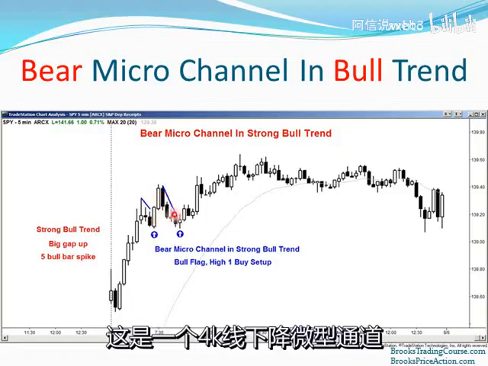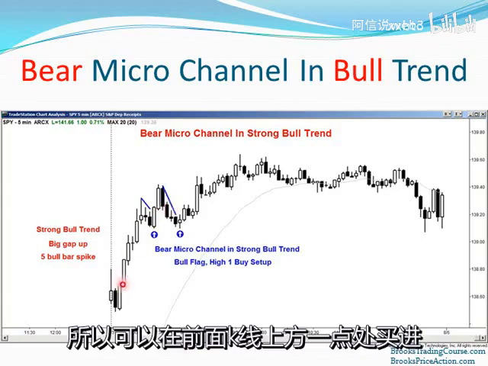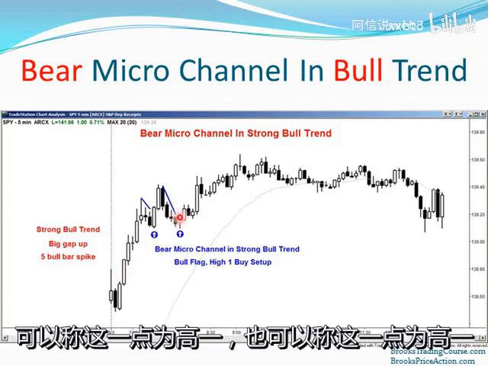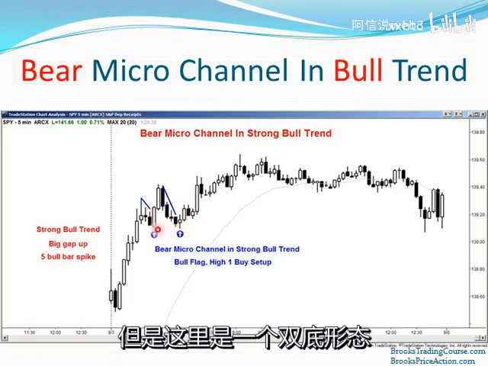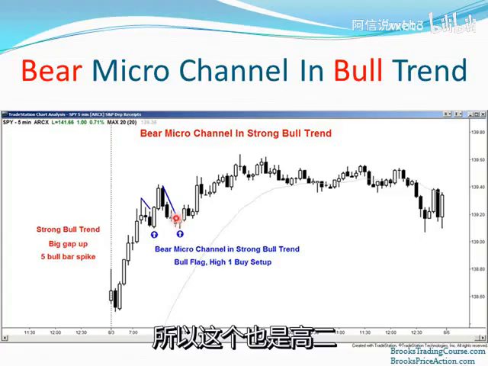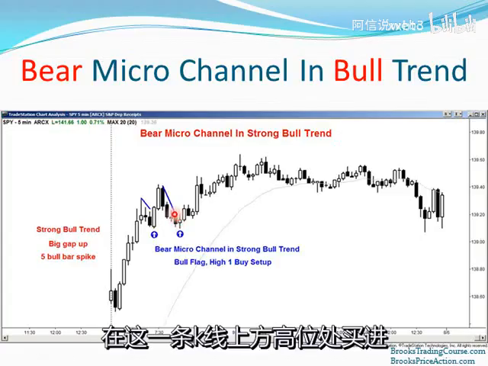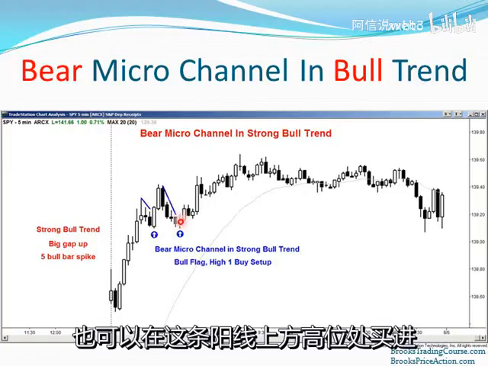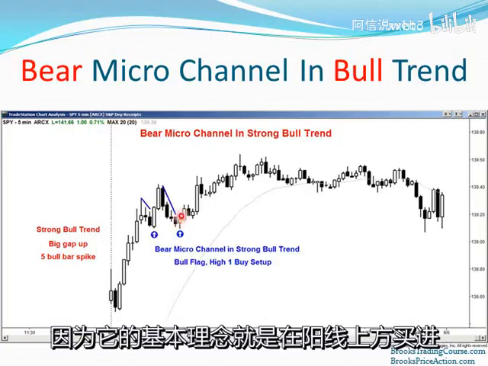Here's a 4-bar bear microchannel, still in a bull trend. So you can buy 1 tick above the high of the prior bar. You can call it a high 1. However, here's a double bottom. All double bottoms are high 2 buy setups, so this is also a high 2. You can buy above the high of the prior bar based on the bear microchannel. You can buy above the high of the bull bar because in general it's better to buy above bull bars.